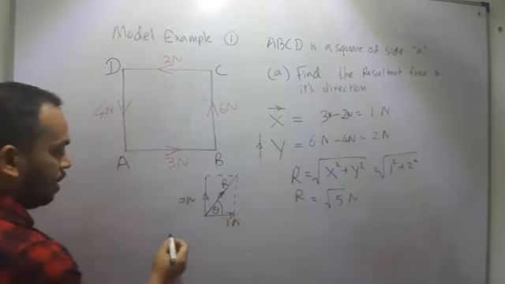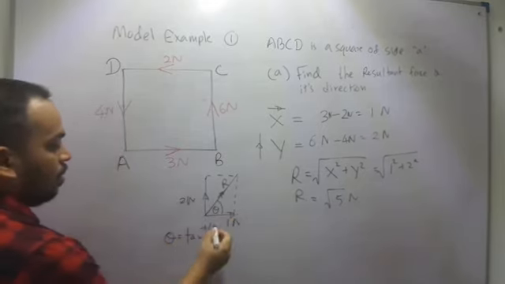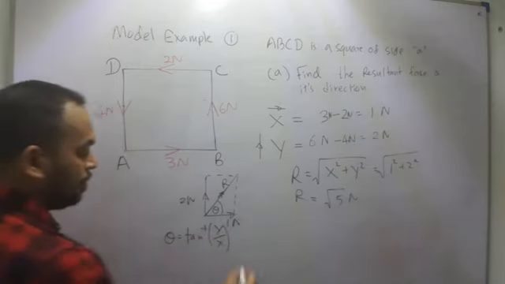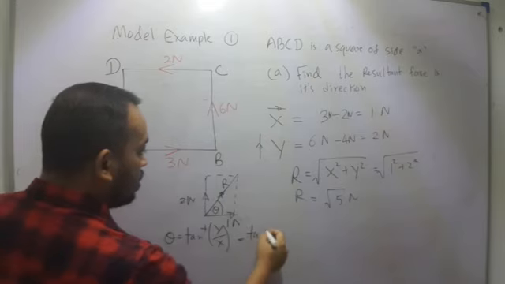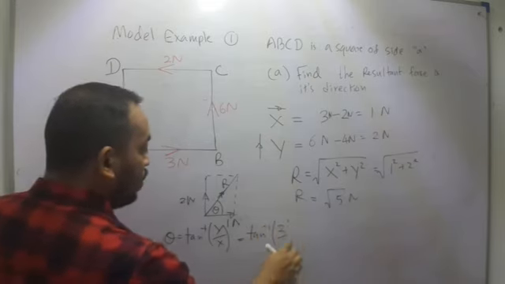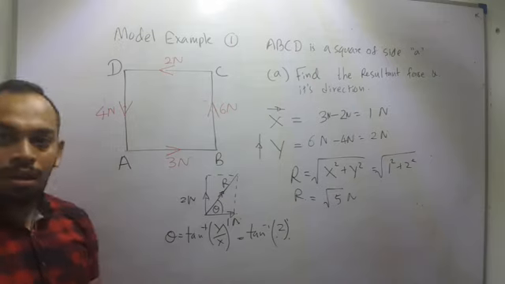How do you find theta? Theta is equal to tan inverse of y over x, y component over x component. So in this case, tan inverse of 2 divided by 1. 2 divided by 1 is 2. Okay, so we have found the resultant, the magnitude of the resultant, and the direction of the resultant.